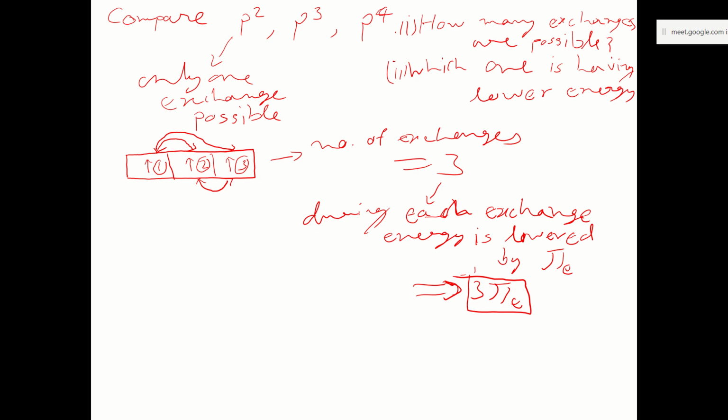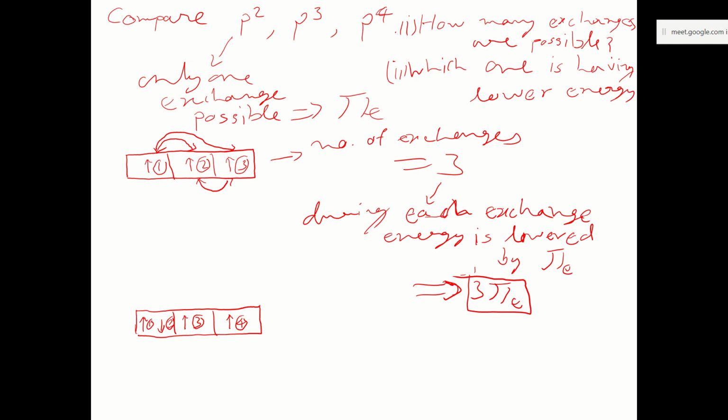Understand the concept first. So in the earlier case you had one exchange possible, the exchange energy was pi e. Here it is 3 pi e. What about p4? Now let's consider p4, 2p. So I have 1 2 3 4, 4 electrons are here.